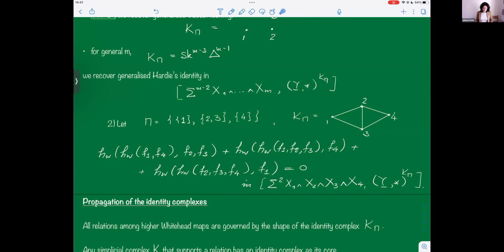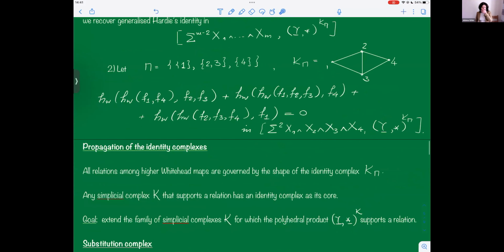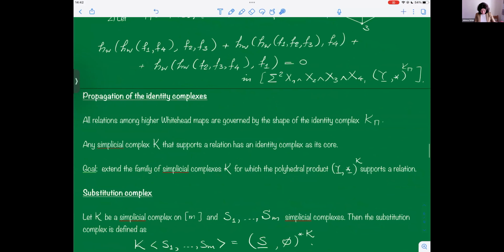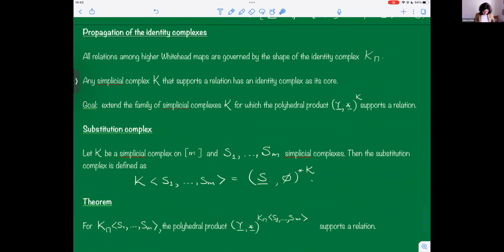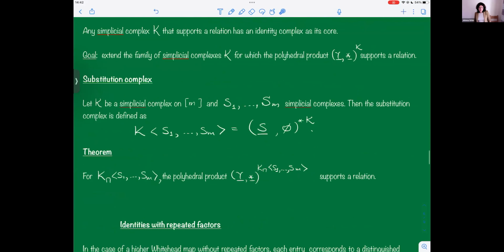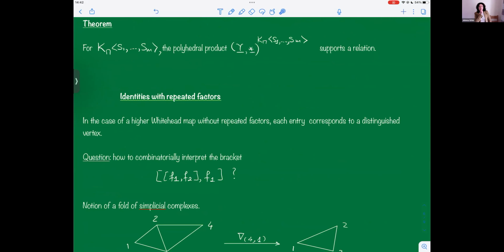Okay, so now I've run out of time, but we can propagate that further using a notion of substitution complexes. So we can produce a much bigger family of complexes that will carry more identities among these high Whitehead maps. So I'll skip that. So we now have a huge family of polyhedral products that support various relations. But what is very interesting is that we can also recover identities with repeated factors.